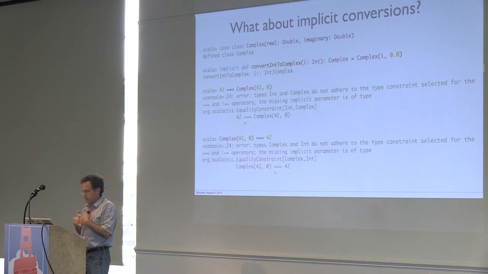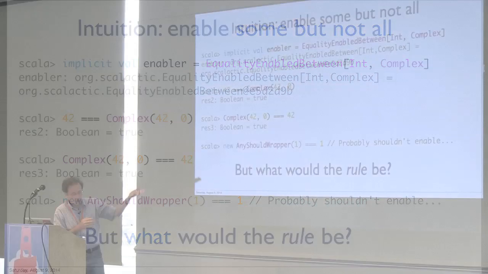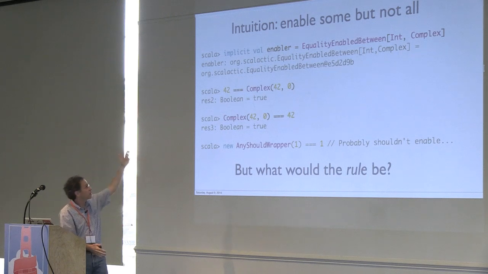And sometimes it's going to make sense, sometimes it doesn't. So what I'm moving to is that you actually have to enable implicit conversions. In 3.0, I think conversion checked triple equals will be deprecated, and you'll have to enable specific implicit conversions. So I can just say enable equality between int and complex, and that picks up the implicit conversion from int to complex, and now I can compare them.